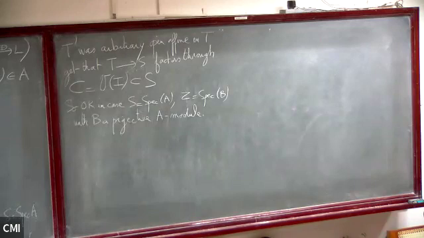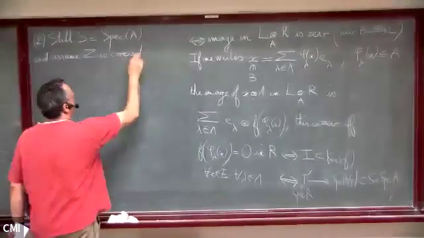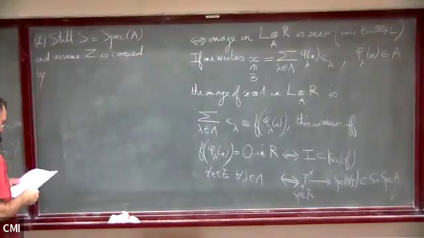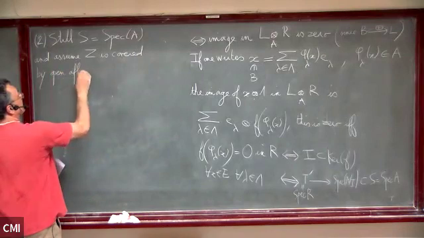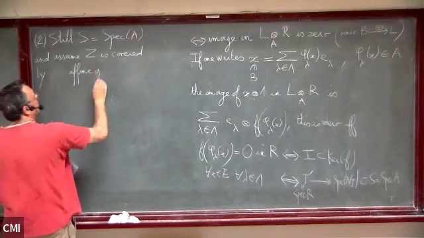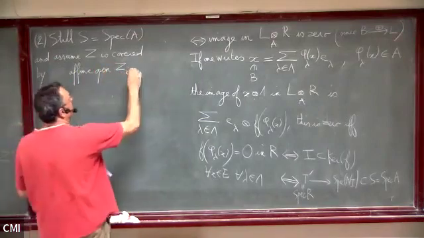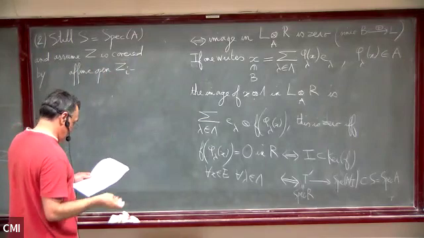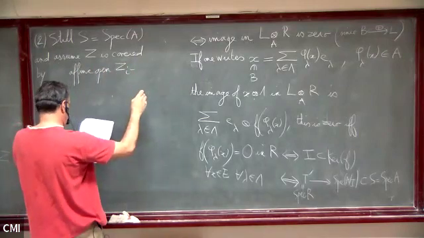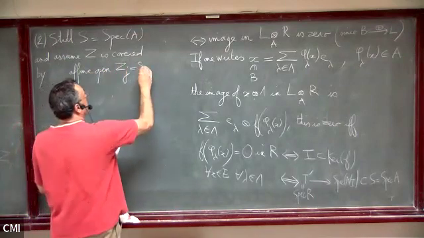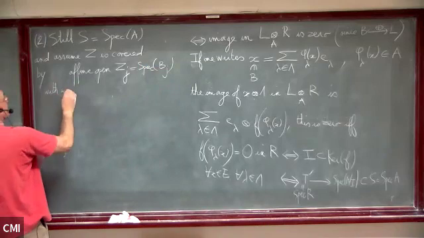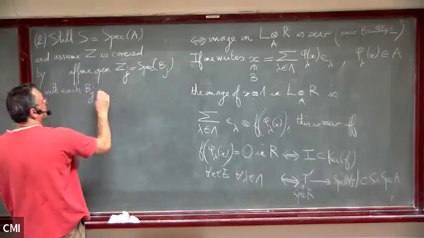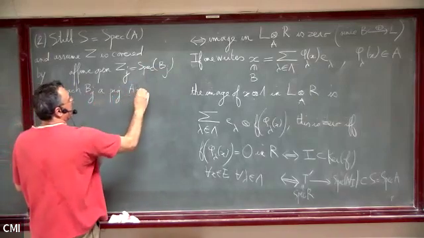And now we assume that Z is covered by affine opens Z_J. Should I give a name? Oh, let me write Z_J. So this is Spec of some B_J, with each B_J a projective A module.